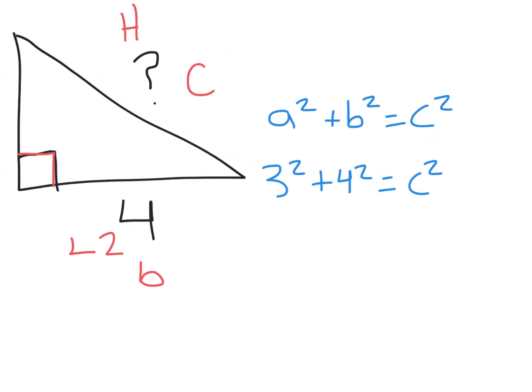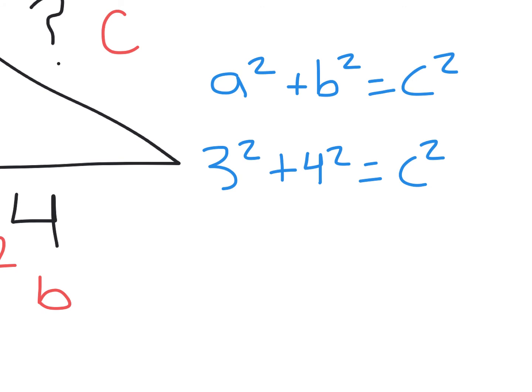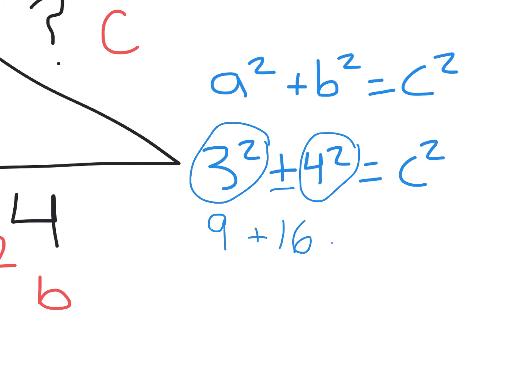And to do that, I need to follow order of operations. So I'm going to start out with exponents here. 3 squared means 3 times 3, right? This exponent and this exponent need to take place before we can add these values together. So 3 squared means 3 times 3. 3 times 3 is 9. So I have 9 plus 4 squared, which means 4 times 4, which is 16. So we can see here that 9 plus 16 is going to be equal to C squared.